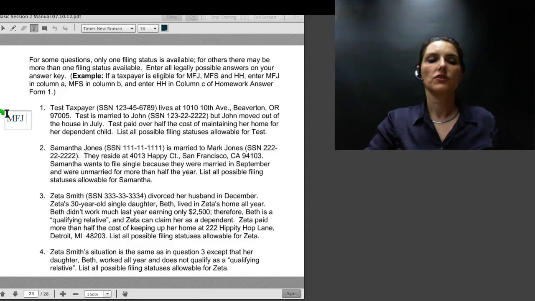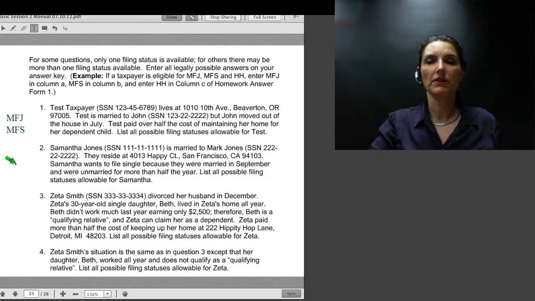Let's look at number 2 together. Question number 2. Samantha is married to Mark. They reside in San Francisco. Samantha wants to file as single because they were married in September and were unmarried for most of the year. What are all of the possible filing statuses that are allowable for Samantha? It's really the same as number 1, married filing joint or married filing separate. Those are the only two choices.